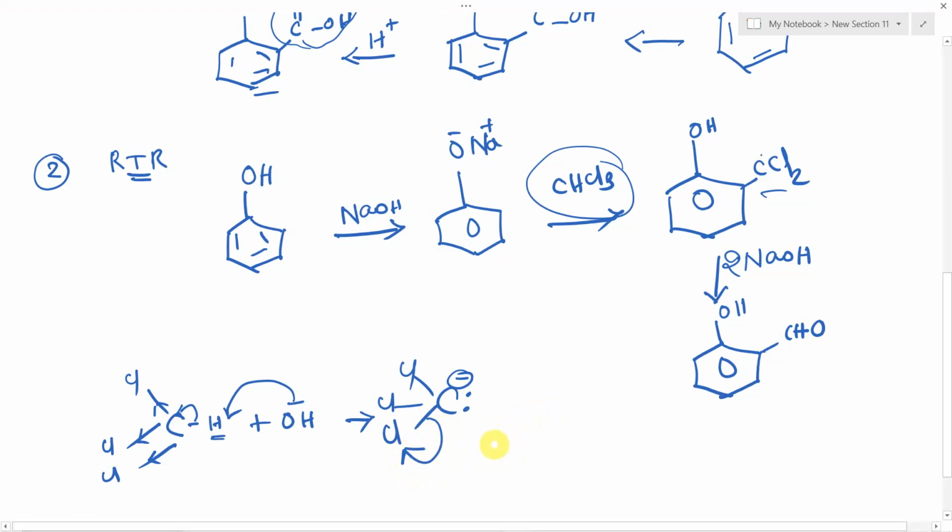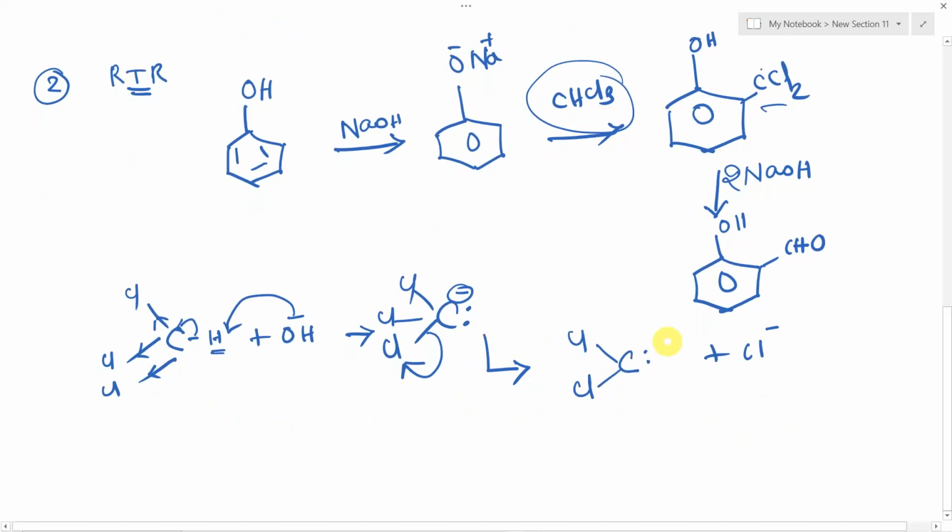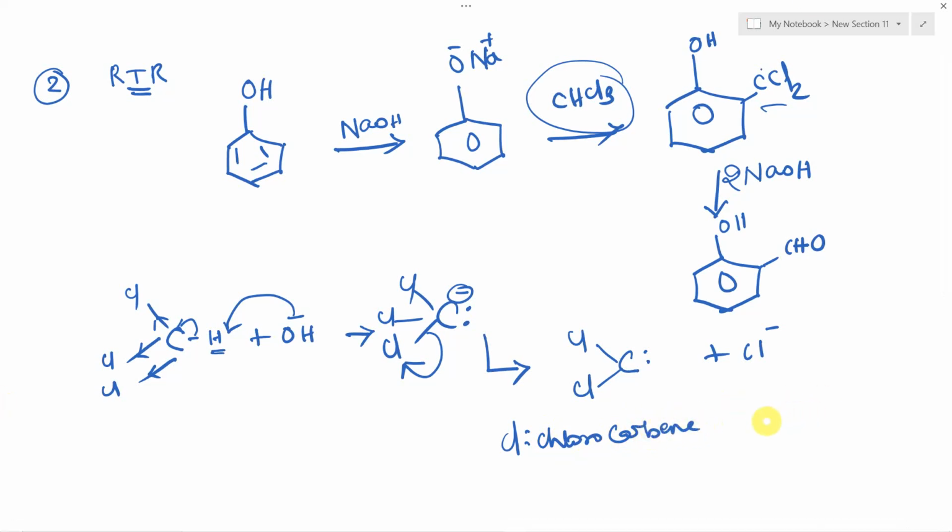So that it will be generated here. We can get C with the lone pair of electrons along with the 2 chlorines, and Cl minus will be moving on. This part is called dichlorocarbene. Here, whether the octet of the carbon is fulfilled: 2 electrons here, 2 electrons here, 2 electrons here, no. So it is in need of 2 more electrons.